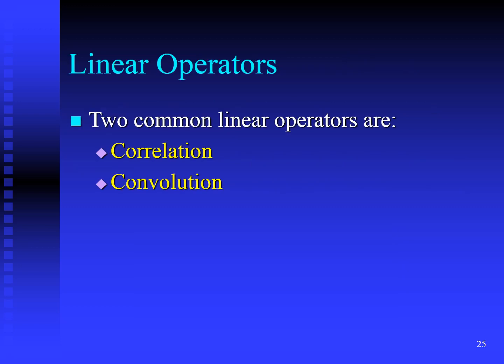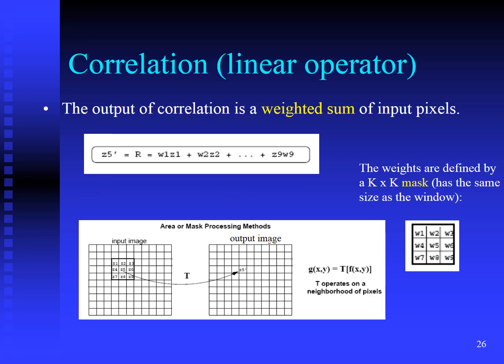Two common linear operators applied in filters: correlation and convolution. What is correlation? In correlation, you put a filter on a specific region, then you do element-wise multiplication, then you add them and put the output at the center of the filter, like in this example z5. So this is correlation.